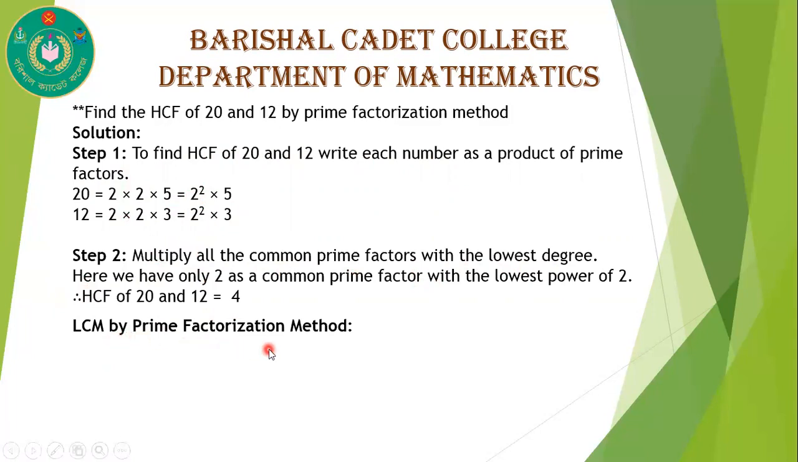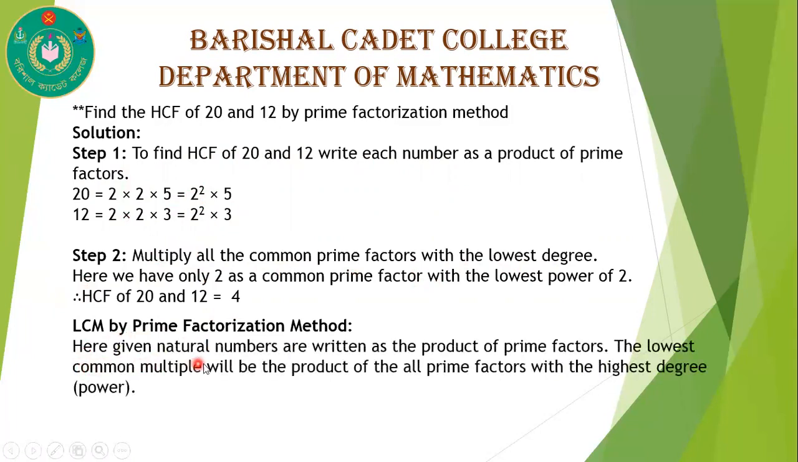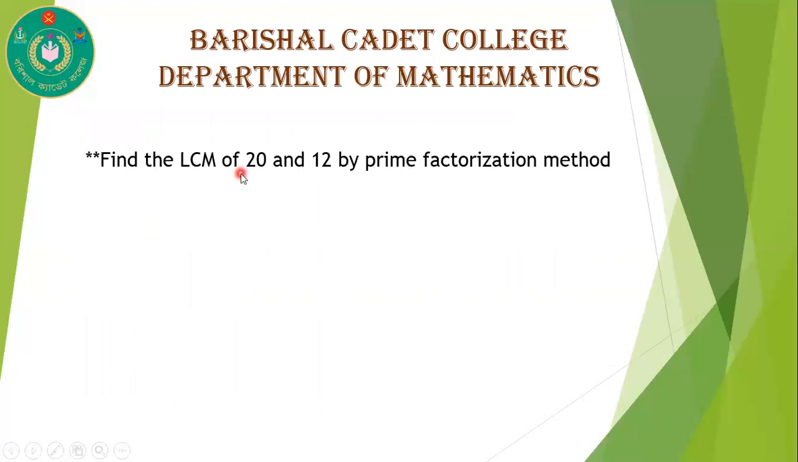LCM by prime factorization method. Here the given natural numbers are written as the product of prime factors. The lowest common multiple will be the product of all the prime factors with the highest degree. Find the LCM of 20 and 12 by the prime factorization method.